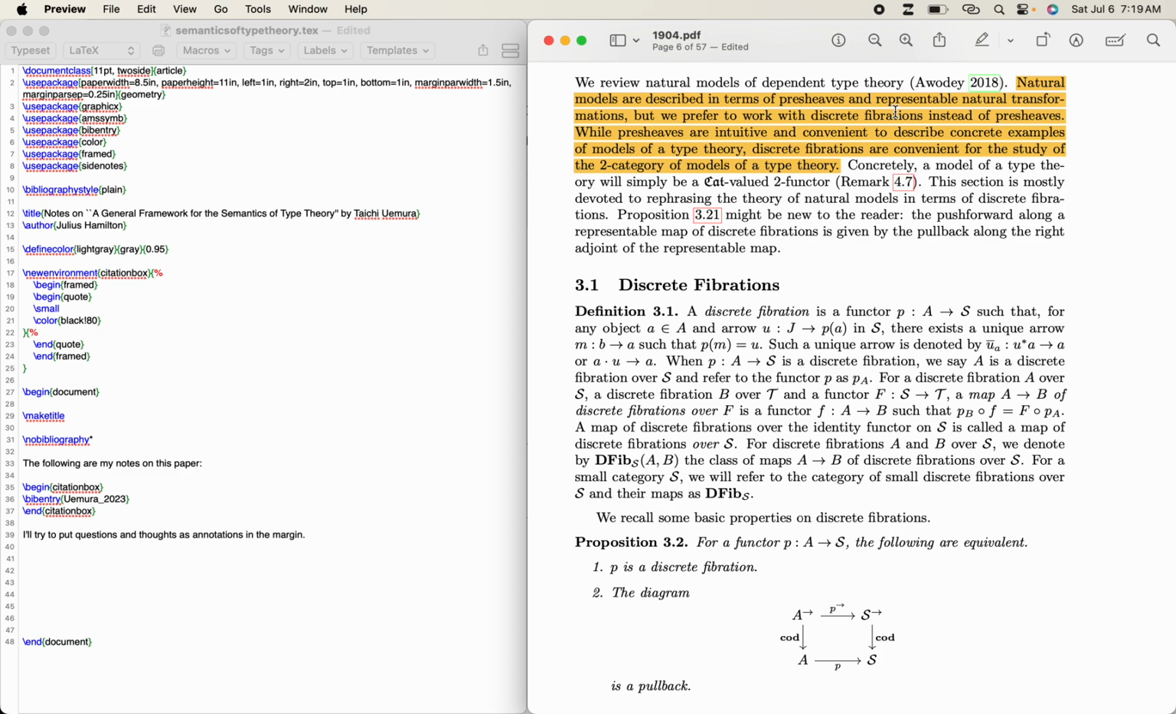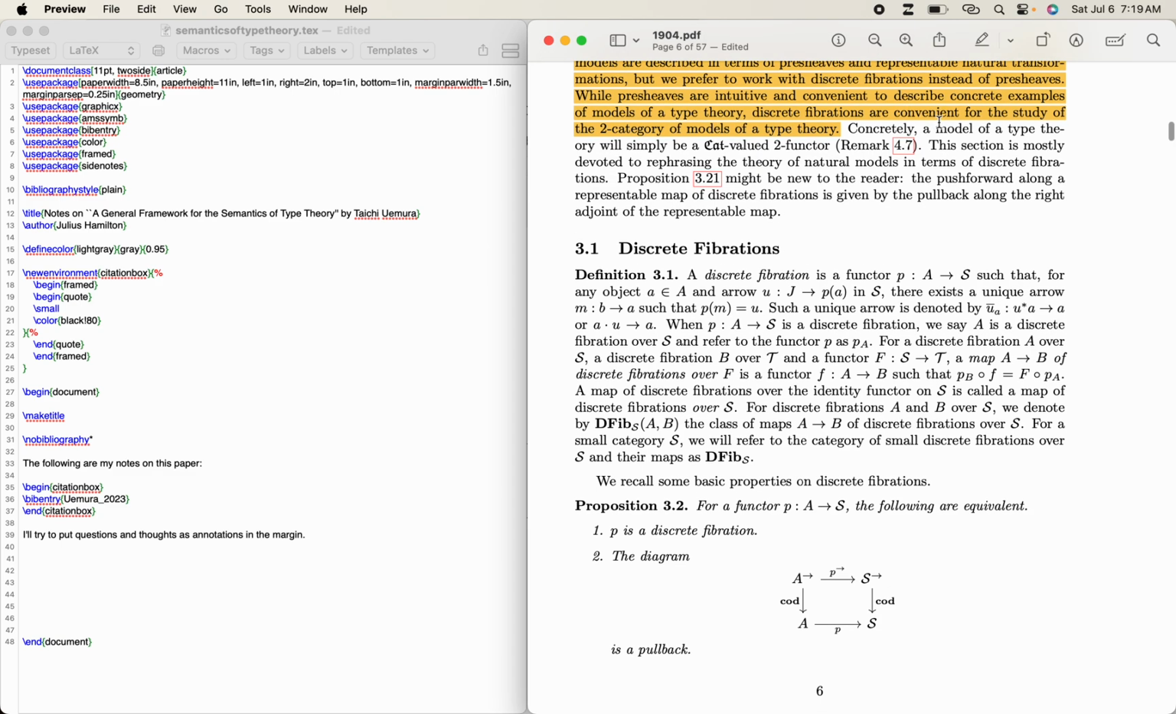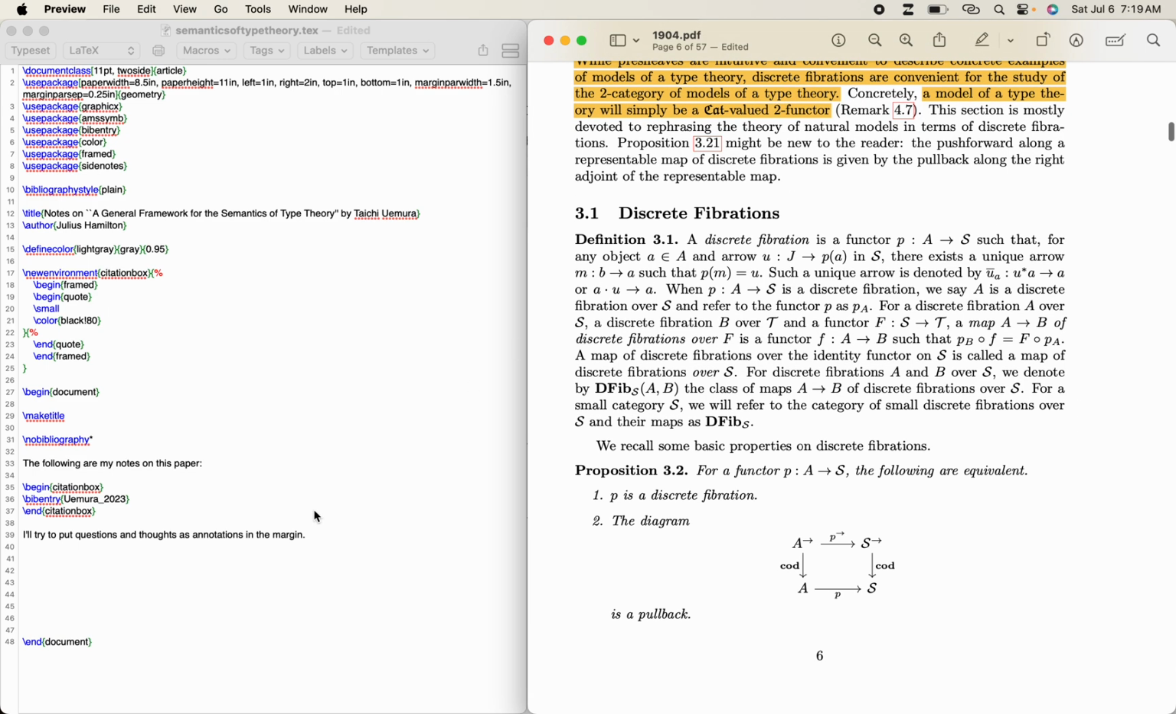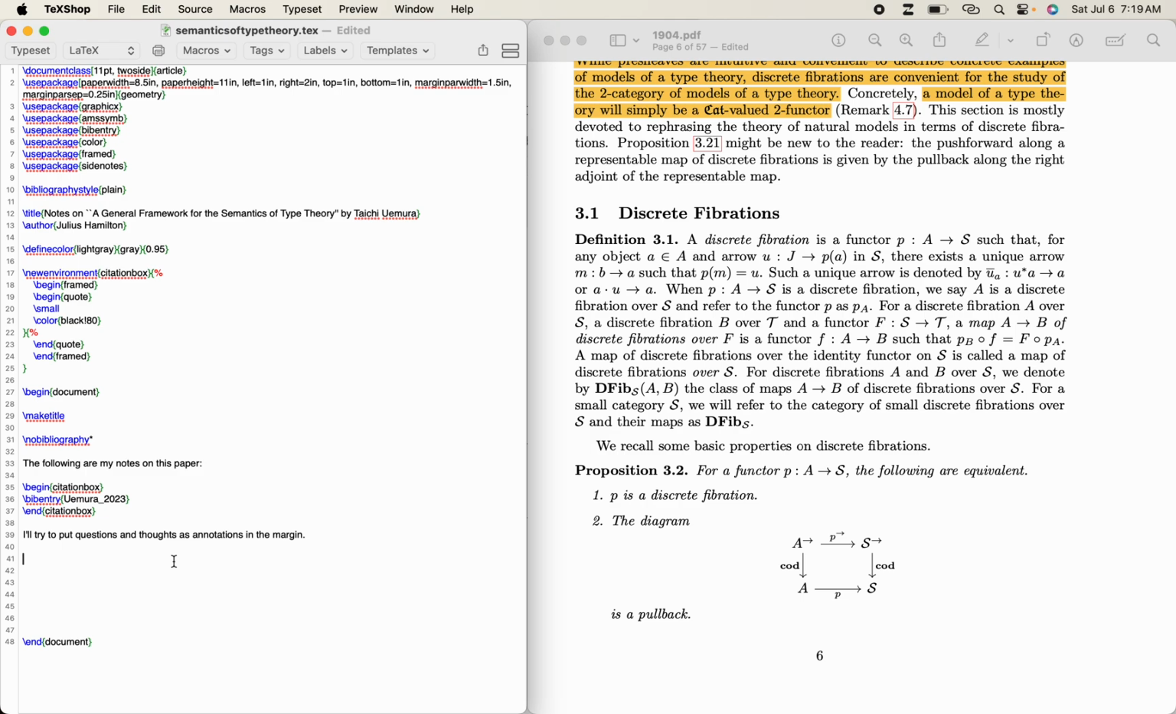Discrete vibrations are convenient for the study of the 2-category of models of a type theory. A model of a type theory will be a Cat-valued 2-functor. And yeah, I have a lot to learn here. So I know that, let me think about this.